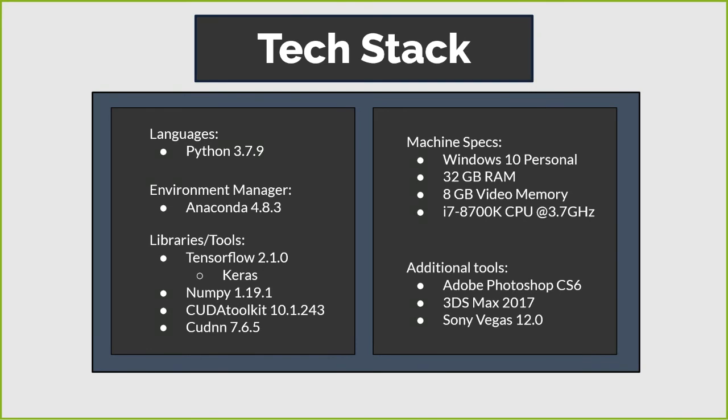Just using a real simple Windows 10 Personal Edition, 32 gigs of RAM, 8 gigs of video memory in the video card, an i7 processor at 3.7 gigahertz, and then some additional tools like Photoshop, 3ds Max, and Sony Vegas.